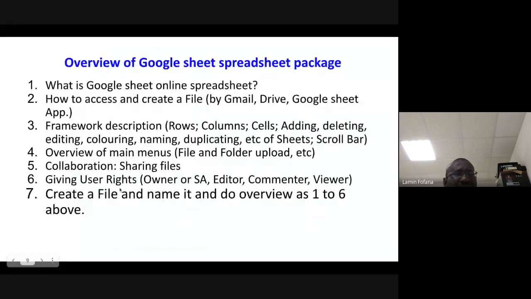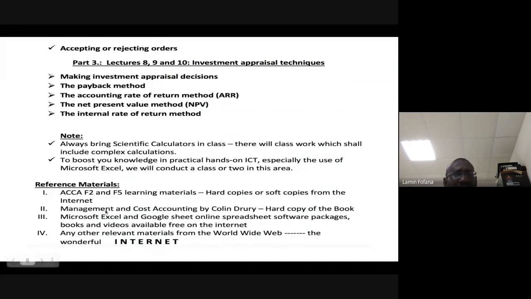Some of the reference materials that you may want to see: ACCA F2, F5, and there is a book called Management and Cost Accounting by Colin Drury, and so on. But even if you don't have this, it doesn't matter, because I'm going to give you adequate materials to be able to read, understand, and pass the MA3 exams. I will definitely do that, inshallah.